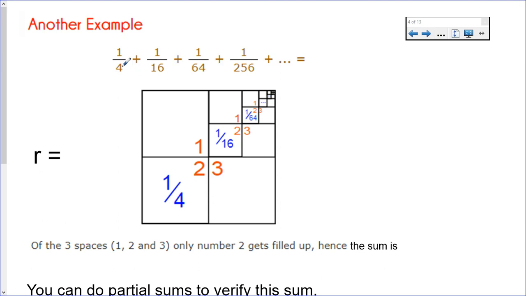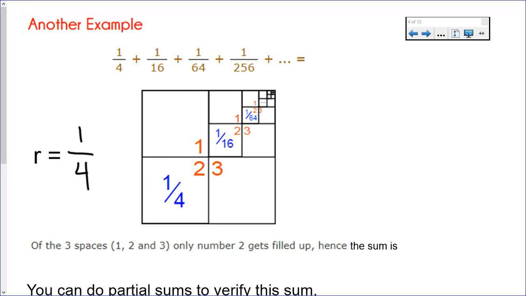So here's another example. Here's our series: 1/4 plus 1/16 plus 1/64 plus 1/256, etc. Well, let's start off and think of first what kind of series this is, which should always be your first question, so you know how to answer. So this series is a geometric series because we multiply each term by a quarter to get to the next one, and so forth and so on.